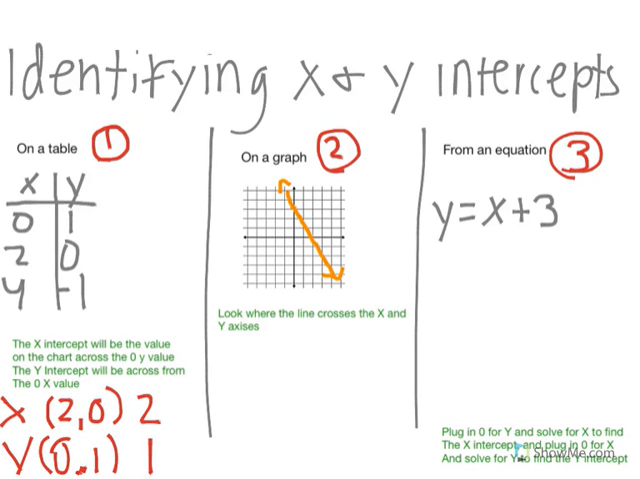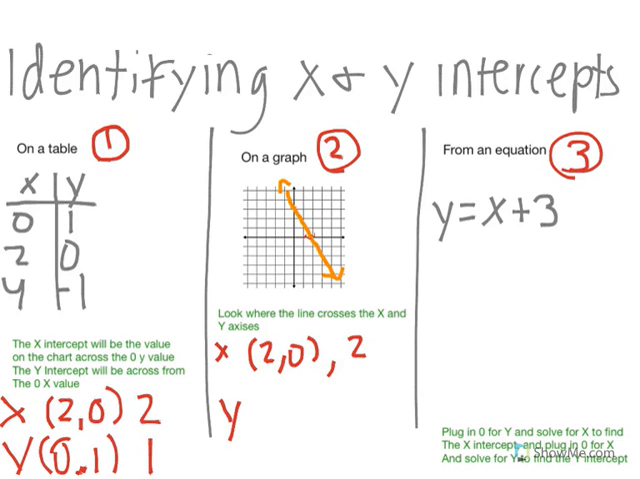Now, let's look on a graph. All you have to do in this case is look where the line crosses the x and y axes. Let's look at the x-axis first. So it crosses at 1, 2. It crosses at x equals 2. So the x-intercept is going to happen at 2, 0, or we can just say 2. That's the x-intercept. Depends what your teacher asks you.